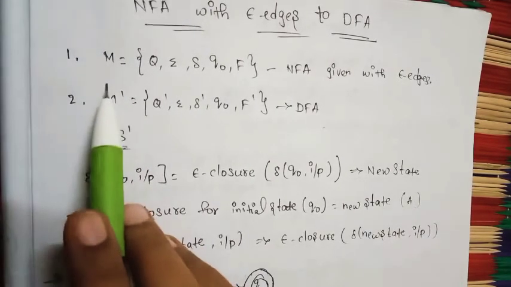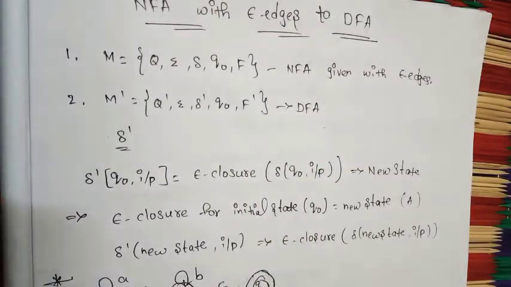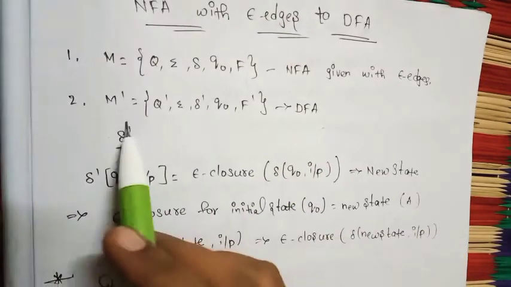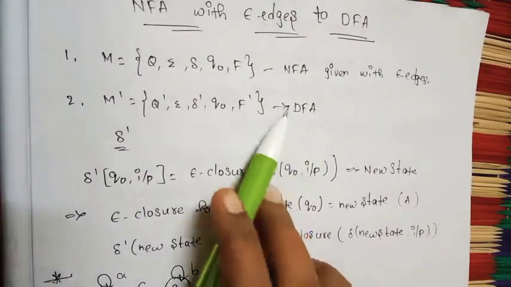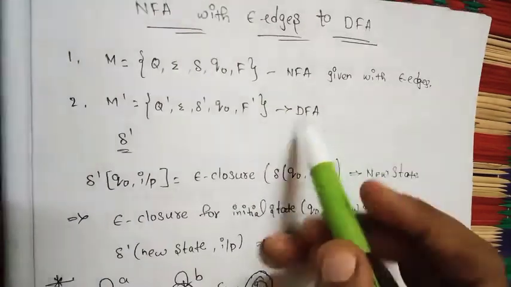The first step is M. Already you all know what is meant by M. It consists of 5 tuples. These are the NFA given with epsilon edges, so we need to write these from the given problem. Then M dash, we need to find out this M dash. It should be the DFA we need to consider. This is the NFA which is given with the epsilon edges, and this is the DFA we need to consider.